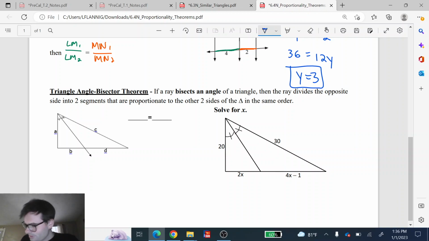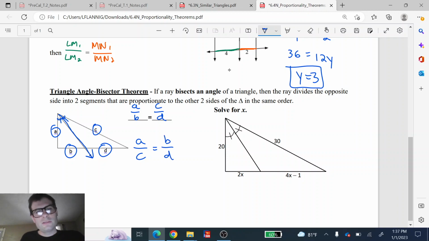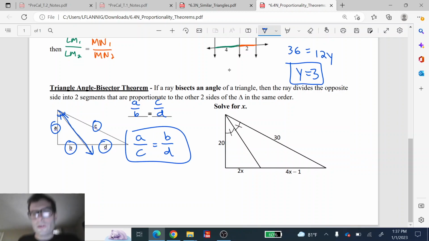So the idea behind that is saying that if I know this line right here cuts this and makes two identical angles, these are the exact same angle, it doesn't matter what they are as long as they're the same, we can say that A divided by B should be equal to C divided by D. Or I could also say A over C is the same as B over D. This is the one I'm going to be using here because I think it's a little easier. And we're going to solve for x.